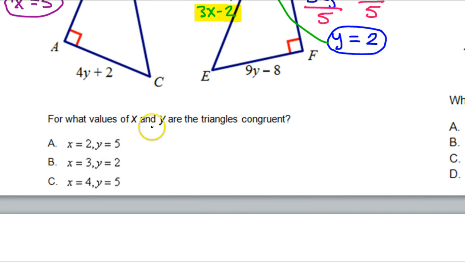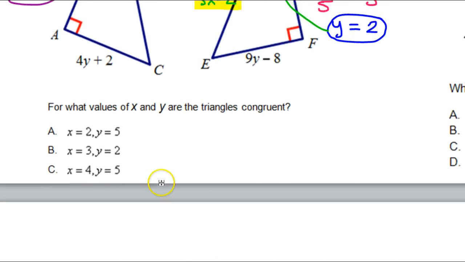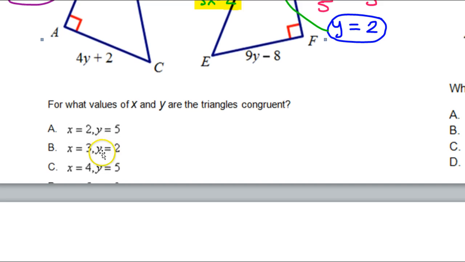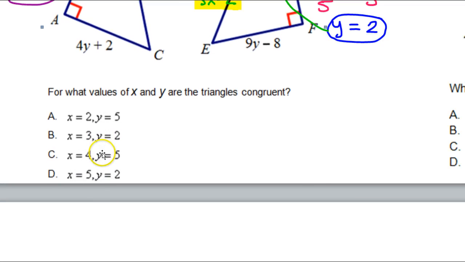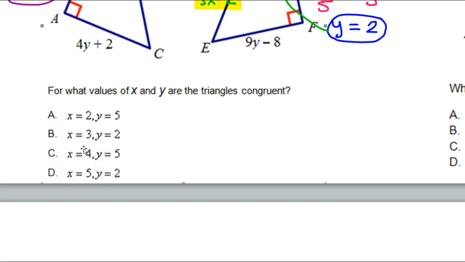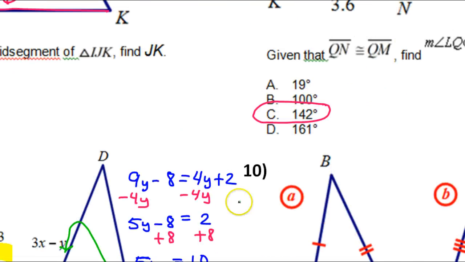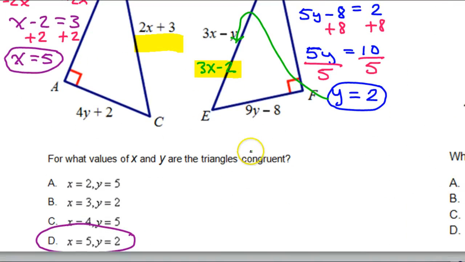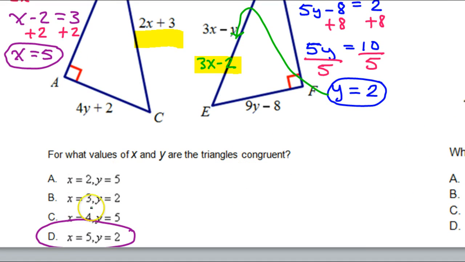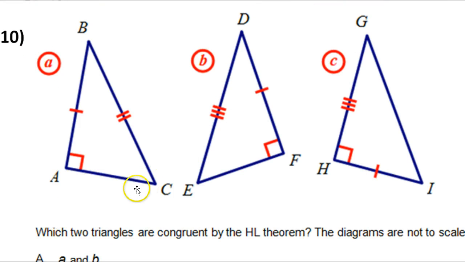I have a feeling that there was another answer that got cut off here. Let's see if I can move this up. Okay, there it is. X is 5, y is 2. That's option D. So that's going to be the answer. I messed up my highlighting. Oh well. All right, this will be the last problem on this video.